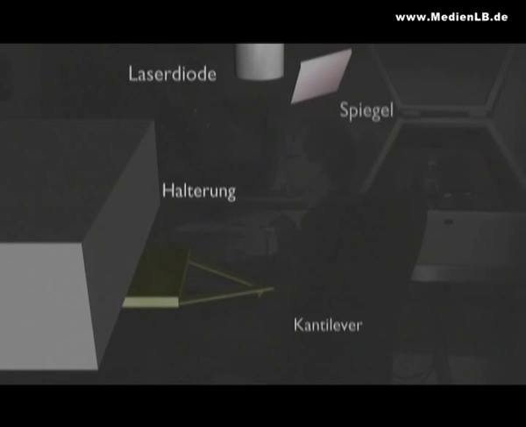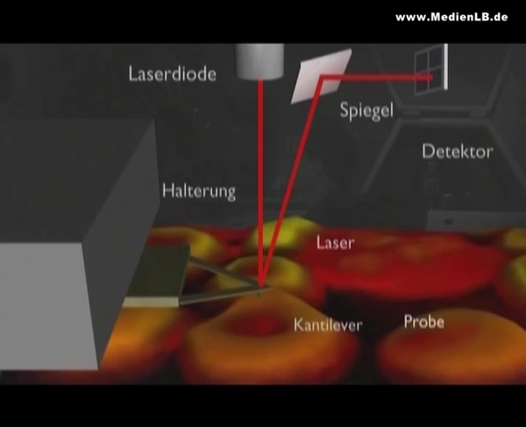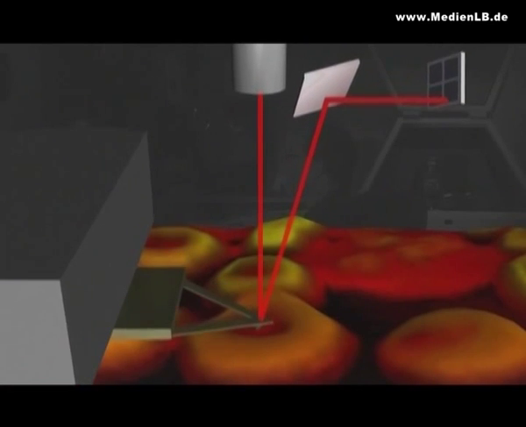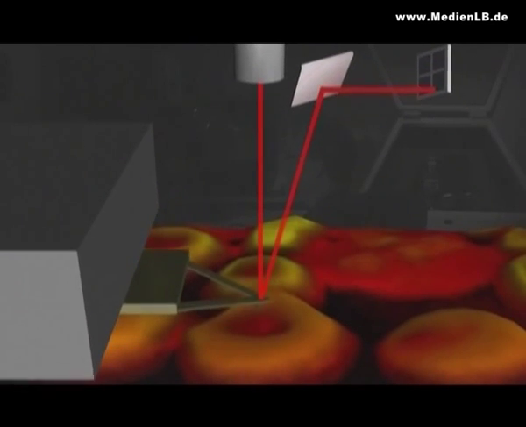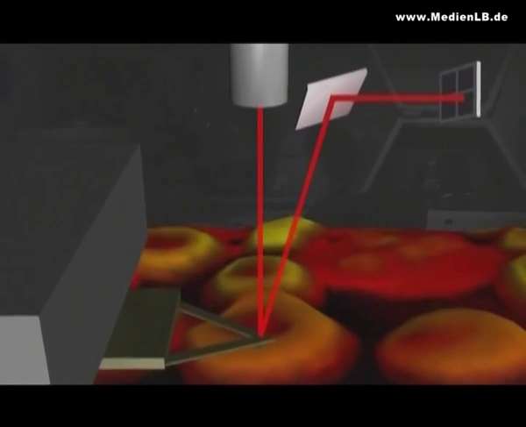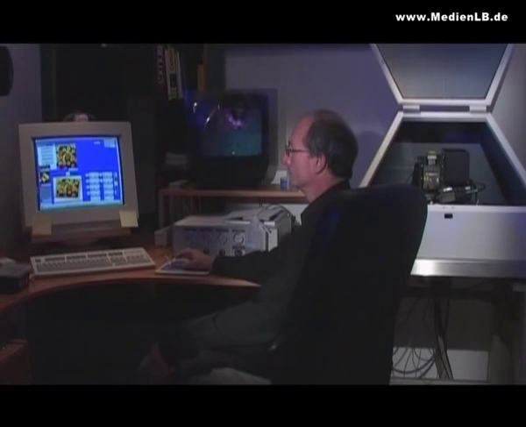The core element of this microscope, an atom-sized point of a needle fastened to a pliable leaf spring called a cantilever, is positioned above the object. At the right distance, the point scans the surface of the blood cells. Via the computer, a three-dimensional image is created, which makes every detail of the blood cell visible to us. We are taken to an entirely new world of microcosm.